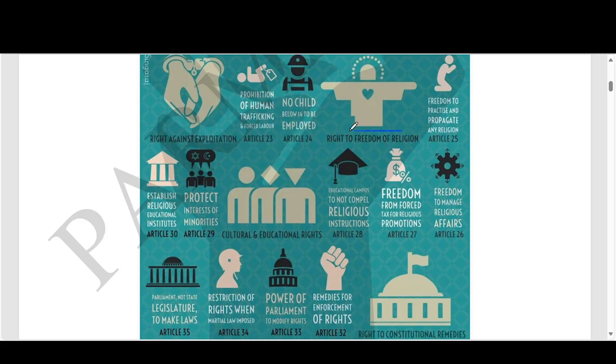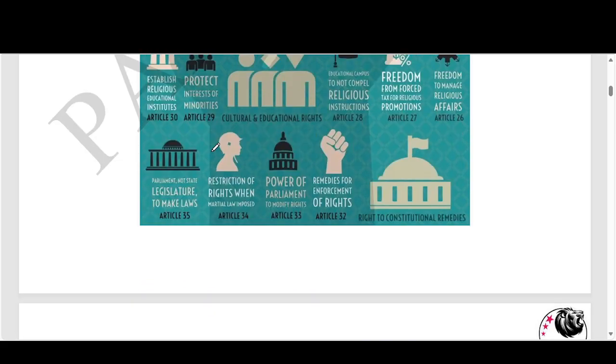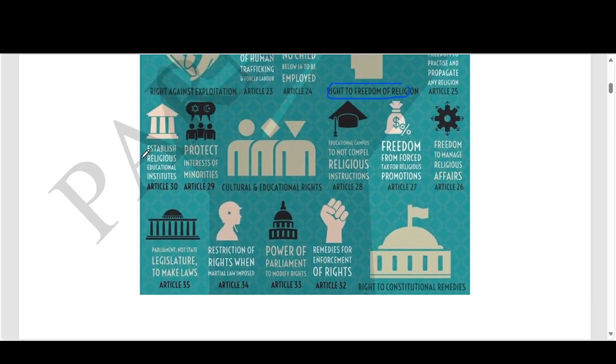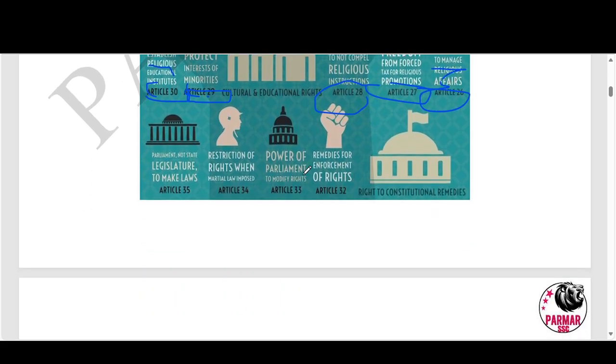Right to freedom of religion: Article 25, freedom to practice and propagate any religion; Article 26, freedom to manage religious affairs; Article 27, freedom from taxes for promotion of religion; Article 28, freedom from religious instruction in certain educational institutions. Cultural and educational rights: Article 29, protection of language, script and culture; Article 30, protect interests of minorities.